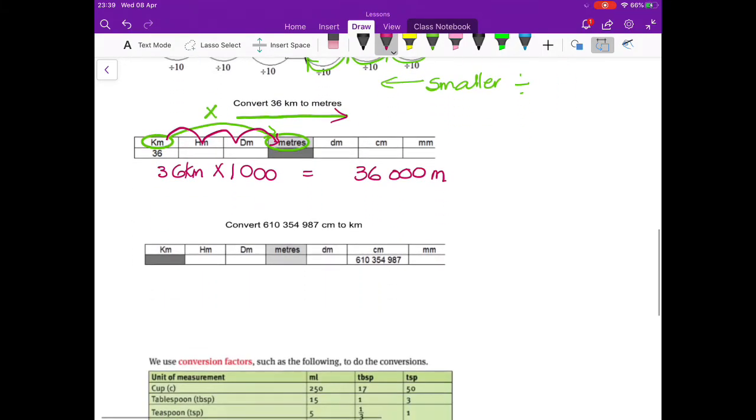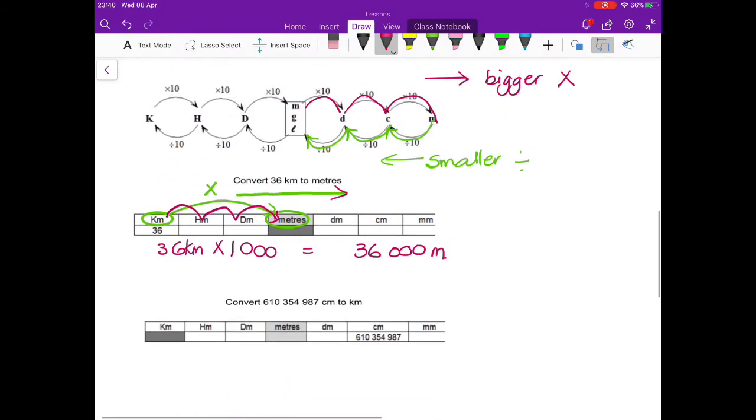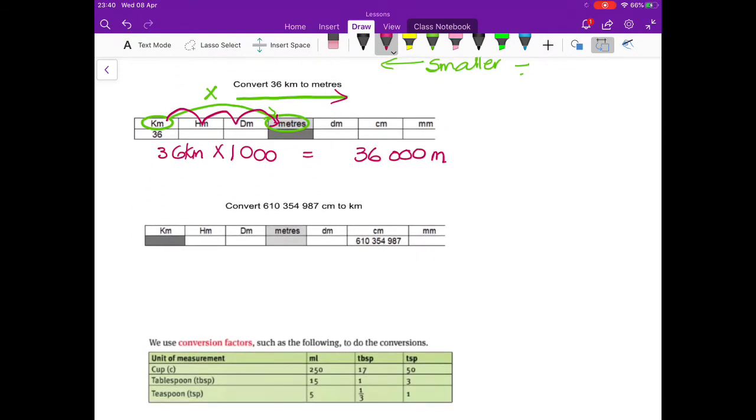Let's look at the following one. We are going to convert from centimeters to kilometers. I'm going to the left. If I look on my ruler, my numbers get smaller, so I'm going to divide. How much must I divide by? Let's count our bunny hops: 1, 2, 3, 4, 5, and I put a 1 in front of it.